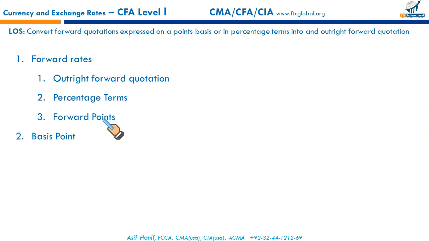First of all, a basis point is equal to 1/100th of 1%. That's what you call a basis point. Right? Therefore, if you say 100 basis points, that is basically equal to 1%.